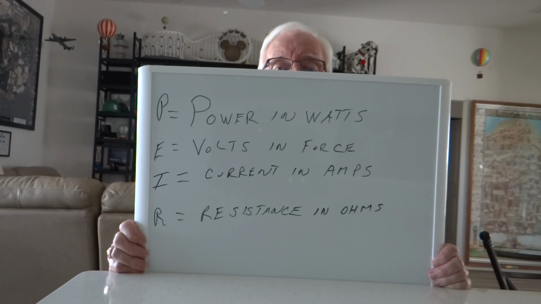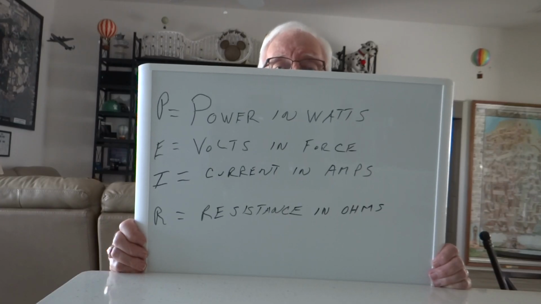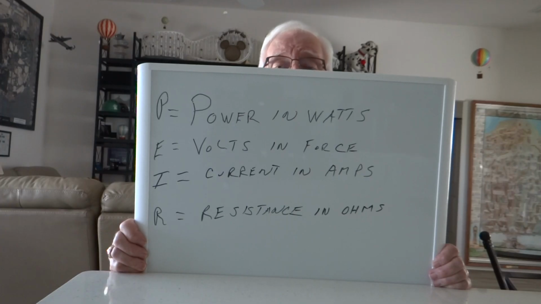Okay, amps is the amount of current that's going down a line, and they're all tied together. If you have so many volts, you're going to have so many amps, and it's going to push through so much resistance. So all 3 or all 4 are all tied together. So if you know 2, you can get the other 2. So it's pretty simple.